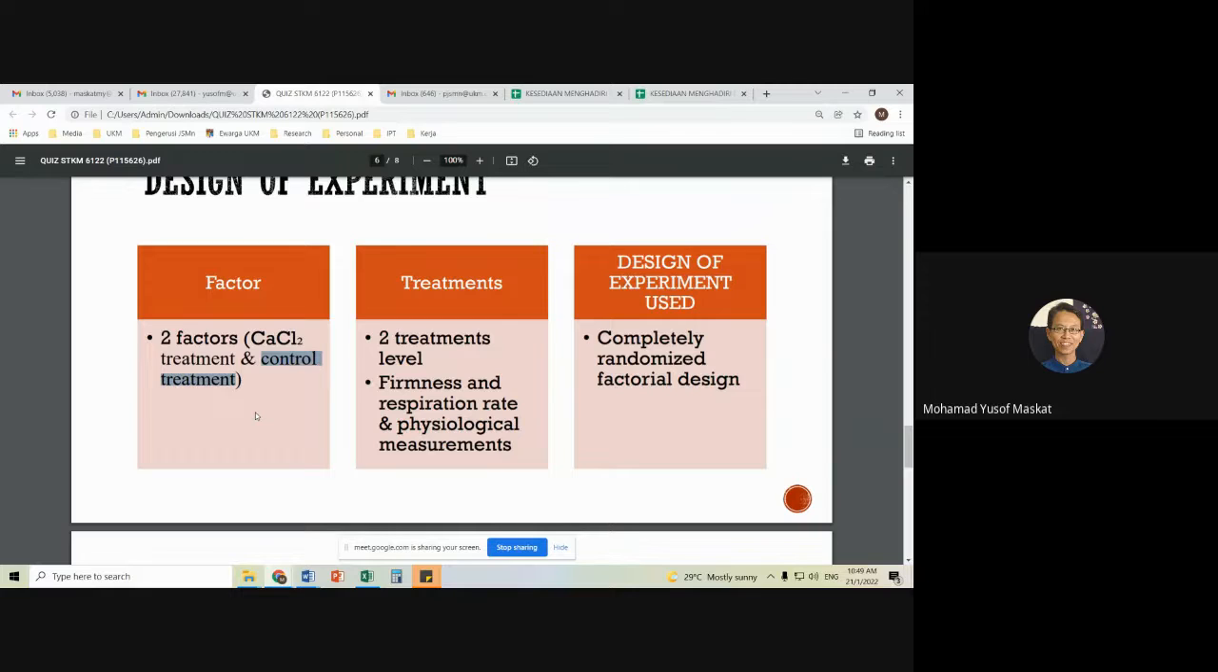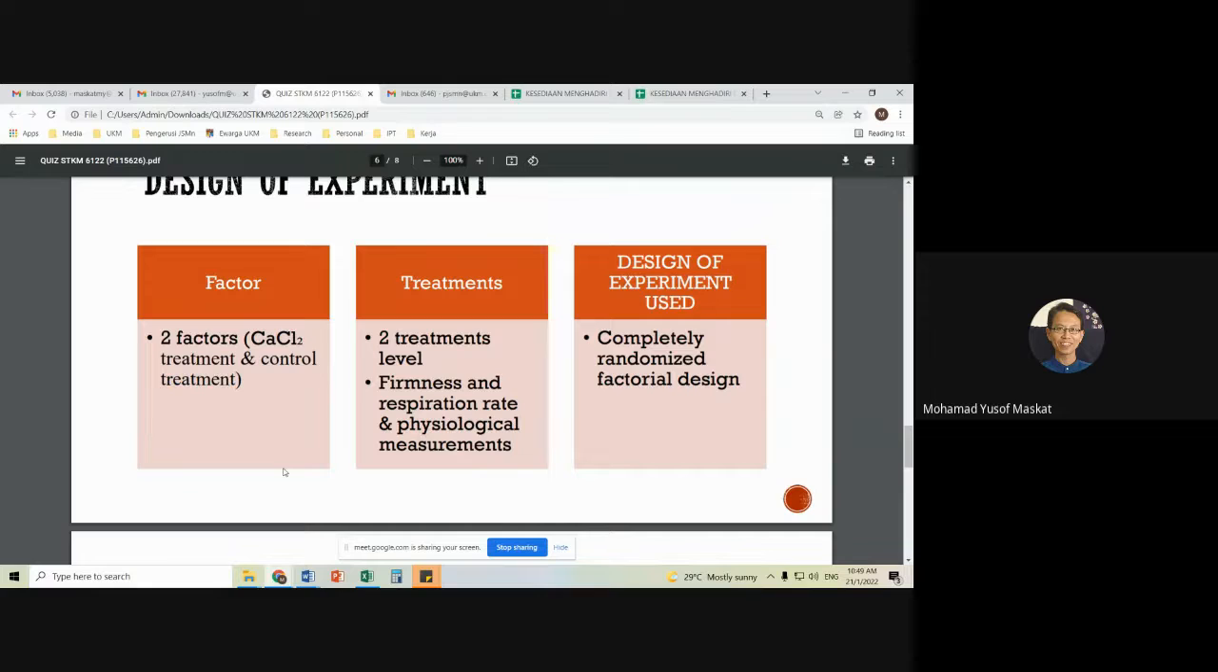So there is none. So it is not a factor. But what you want to do is designate the treatment as a factor. If the treatments are a factor, then what are the levels or type? The levels of type is first, control or zero calcium chloride. The second is 0.2 mole per liter calcium chloride. Now you have a proper design of experiment, because you want to compare between these two.